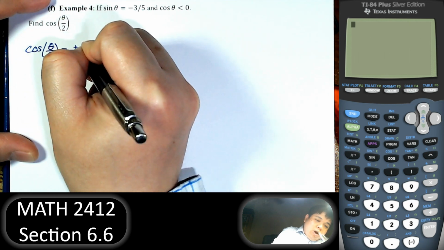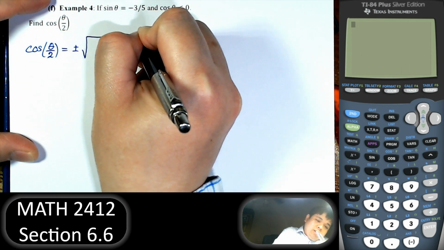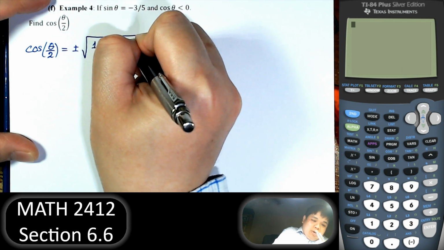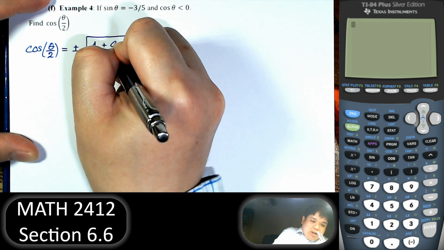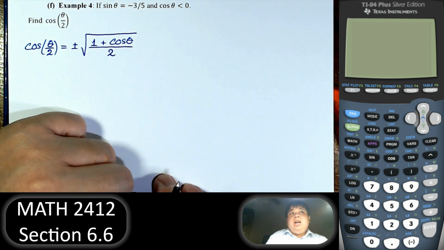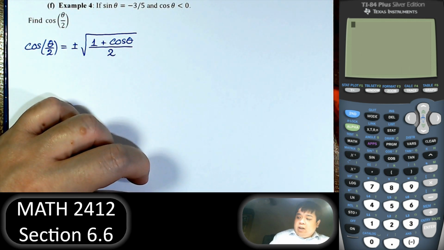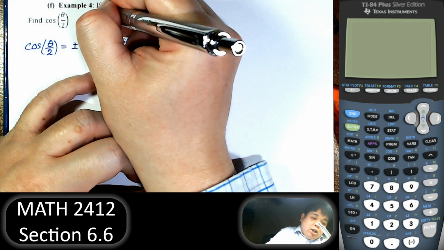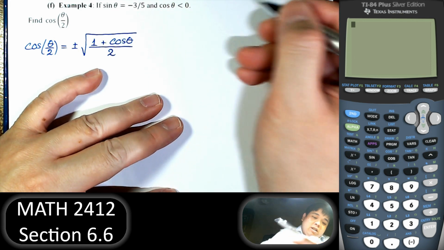Will be plus or minus square root of 1 plus cosine of the whole angle divided by 2. Now determine if it is positive or negative. In that case, we need to determine where the angle theta is. So we have sine is negative and cosine is negative.